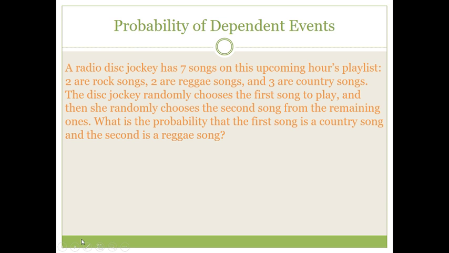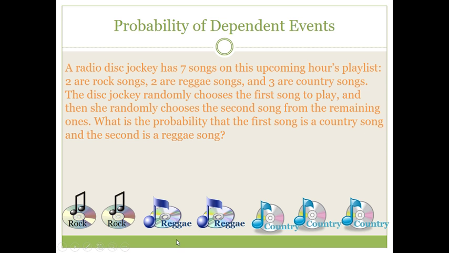All right, so I like to start off by thinking about what we want to happen first. The first song. Okay, so let's read through again and highlight the important information here. So she's going to choose her first song, and we want that one to be a country song. All right, so here's a list. We can see there's 2 rock, 2 reggae, 3 country. What's the probability that randomly I select a country song? Well, we can see that there are 3 country songs here to choose from, and there is a total of 1, 2, 3, 4, 5, 6, 7 songs total. So the chances of randomly picking a country song are 3 out of 7.